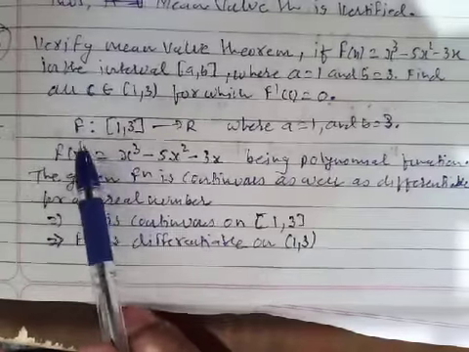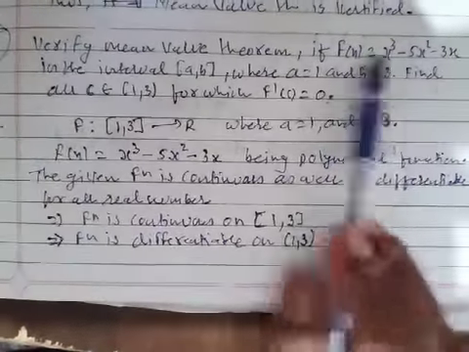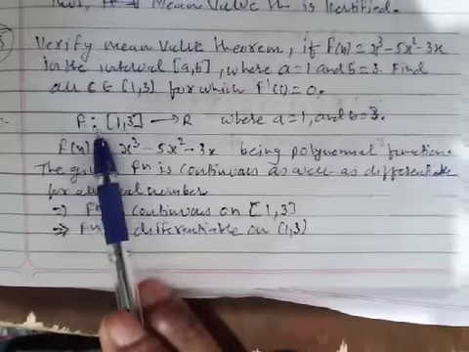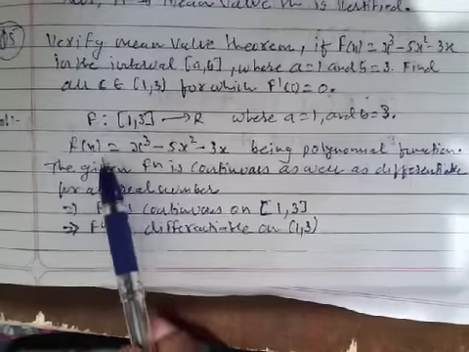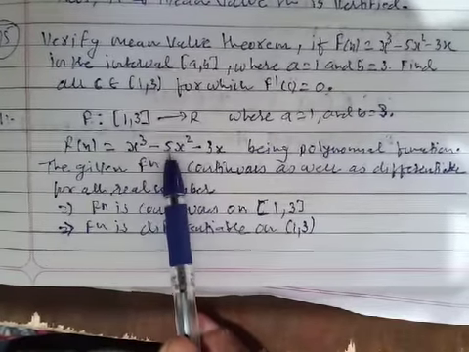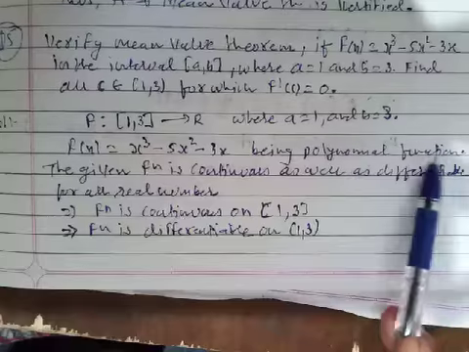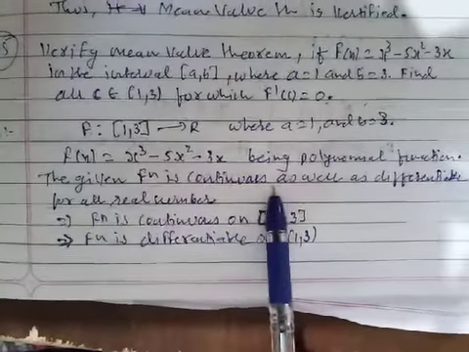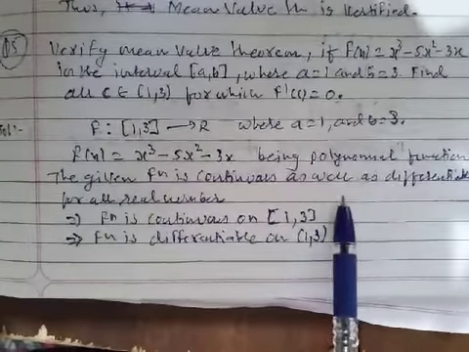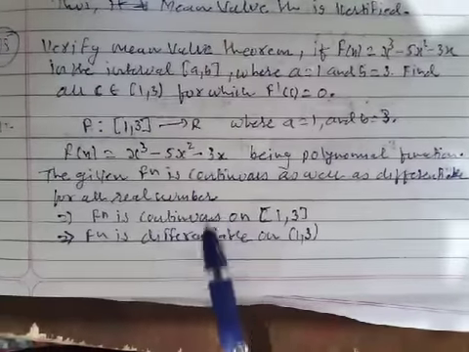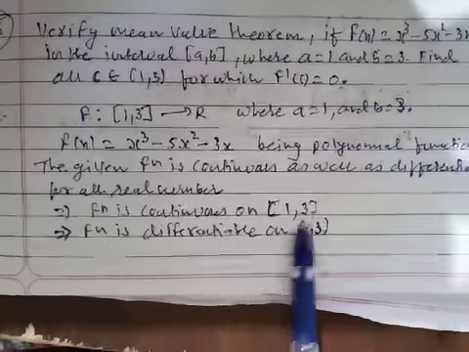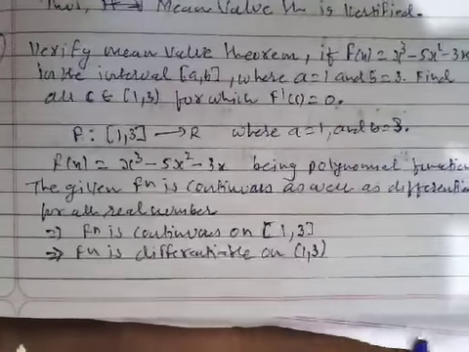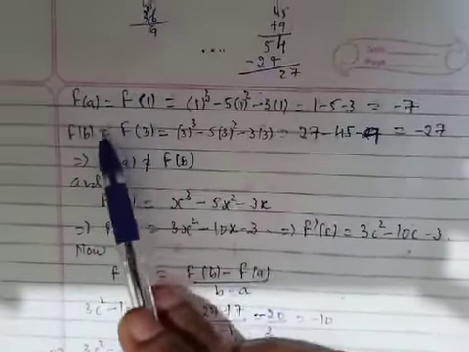Okay, first, this being a polynomial, f(x) is a function from the closed interval [1, 3] to R, where a is 1, b is 3. f(x) is equal to x cube minus 5x squared minus 3x. Being a polynomial function, the function is continuous as well as differentiable for all real numbers. This implies the function is continuous on the closed interval [1, 3] and differentiable on (1, 3). So now the first two conditions are satisfied.